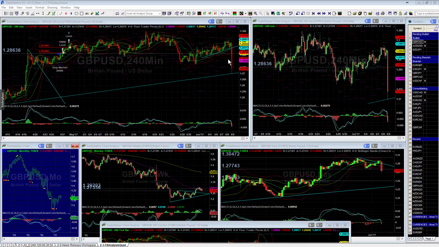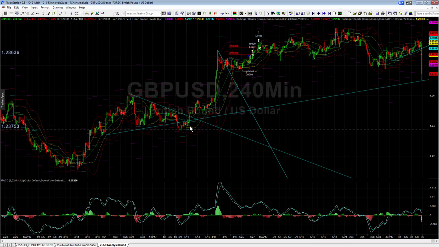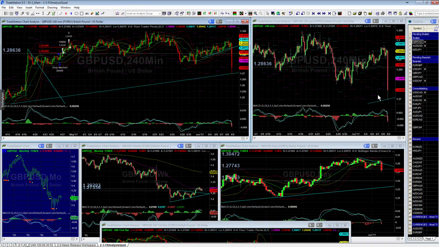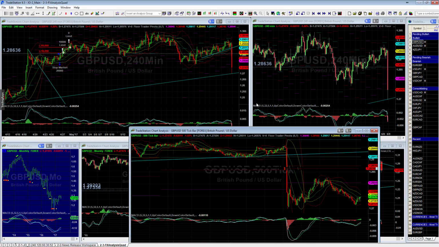The big news we have here is that we got the results from the British elections, and you can see a huge drop that happened. Interestingly, we went right down to this previous trend line that we had left on our charts, and that was about the point that it stopped and reversed. That move happened very quickly.